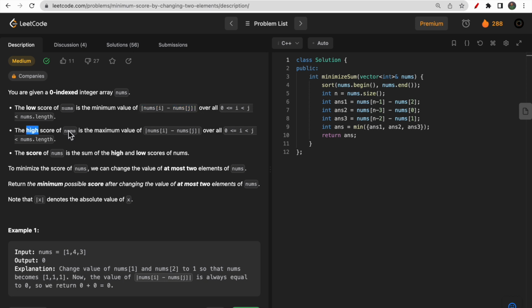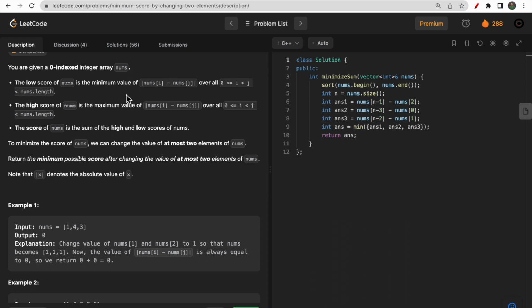Now the definition of high states that we need to find the maximum value of the difference of any two numbers i and j. So overall we need to find a pair with a minimum difference and a pair with a maximum difference. Got it? And the summation of the difference of pair 1 and pair 2, or the summation of low and high, is the score, and we need to minimize the score.